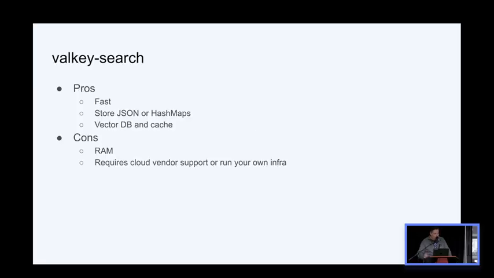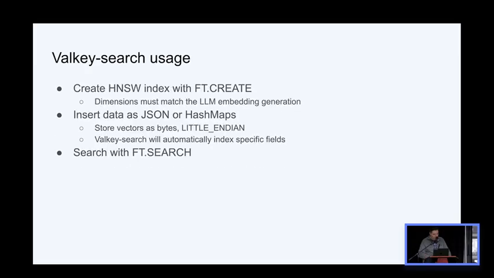All right, so Valkey search. What you have to do is use either JSON or hash map data structures, and you have to have a vendor that supports it. For example, at OCI, we support Valkey 8 with Valkey search. Other cloud vendors also support it. Or if you want to just run your own infra, start up Valkey and just upload the Valkey search module in there. You will create indexes, and then you'll be able to perform searches against them.